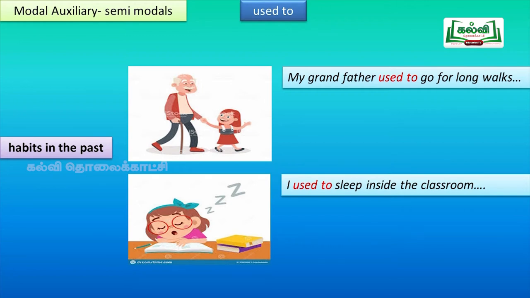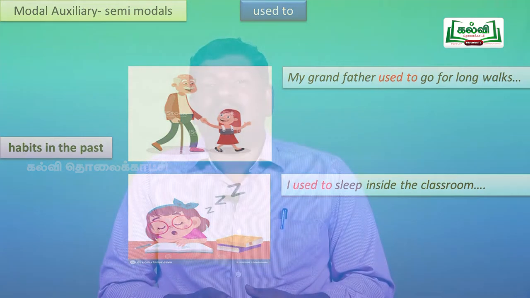Look at the picture. A girl sleeps, maybe inside a classroom. So, how do we use this? By using used to. Right. I used to sleep inside the classroom when I was studying in kindergarten or when I was in my elementary school. Right. Now, let's move to the next one.